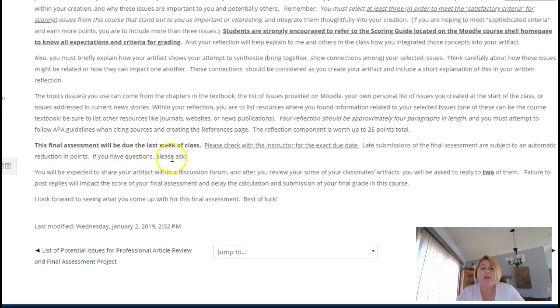Remember, the final assessment is due the last week of class, and the exact due dates are within the Moodle document itself. You can see them right on week 7. I'm not going to go into it right now, but you should be able to click on that and find it right away. Remember that there will be a reduction for any late submissions.